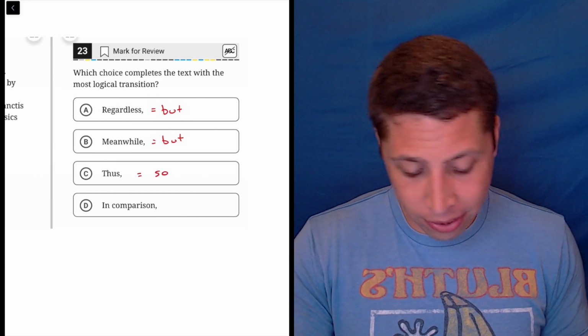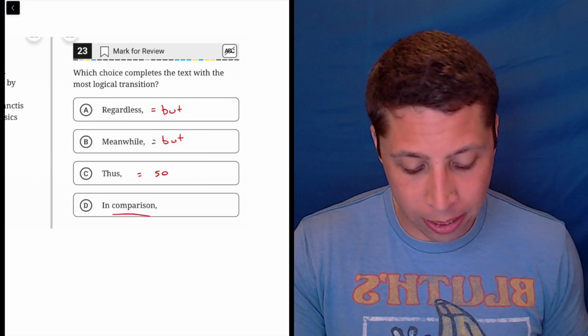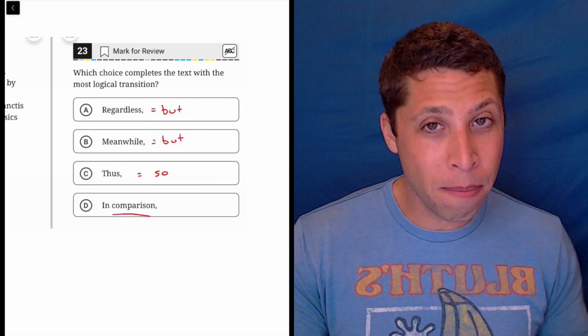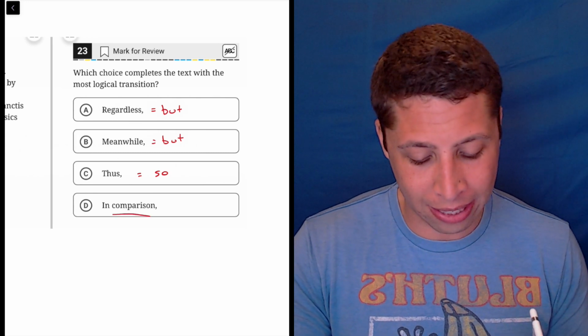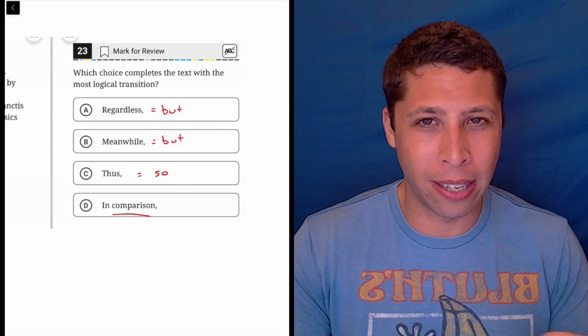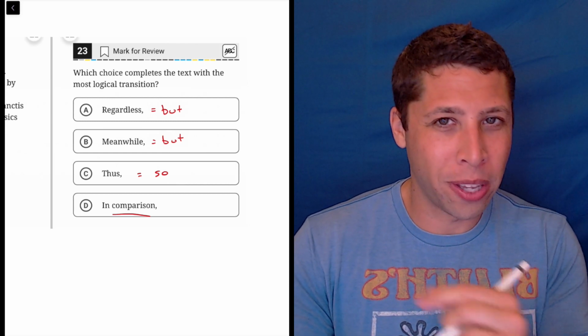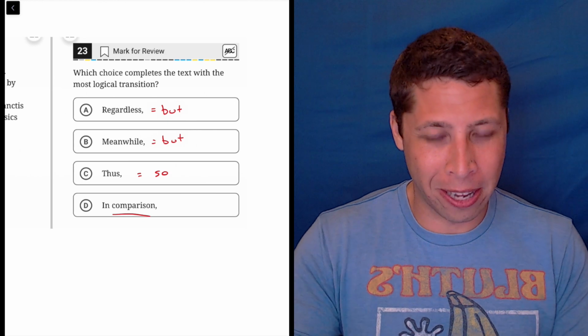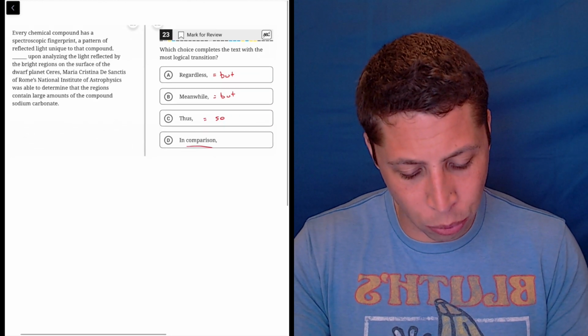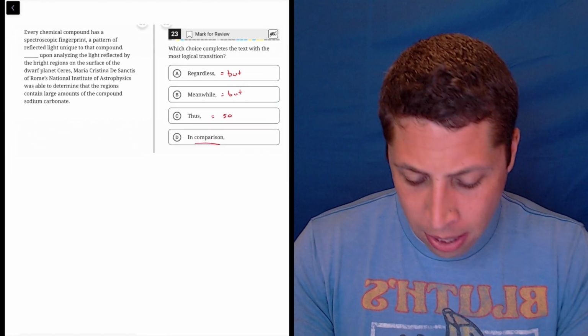And then in comparison usually means we're obviously making a comparison, but it also can sometimes be used in a weird way to show a difference, right? You are showing that two things are different by comparing them. It's weird, but let's not rule that one out yet. Let's just see what we got.